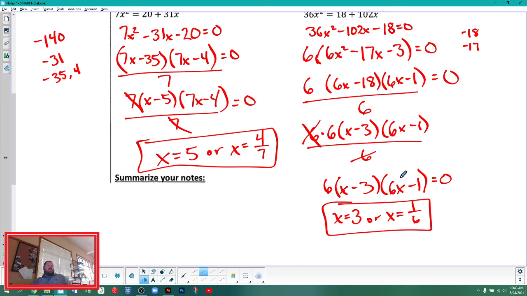Okay, so that was factoring by solving. Sorry, flip that around, solving by factoring. If you have any questions on that, be sure to write them over there on the left side.